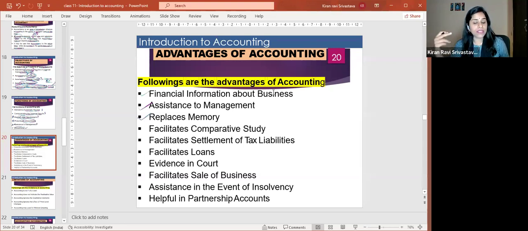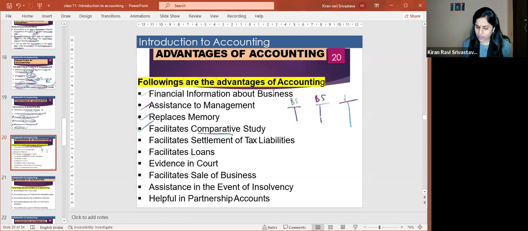So similarly, in business, there are lots of financial transactions. So the process of accounting replaces our human memory. Then it facilitates comparative study. How comparative study? Because the balance sheet of various years can be compared over a period of time. Balance sheet of 2022, balance sheet of 2023, balance sheet of 2024, and with this I can see whether my assets have grown, how much my assets have grown, how much my profits have grown, and how much my liabilities have increased or decreased, and many such things.